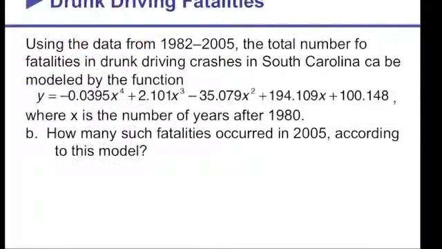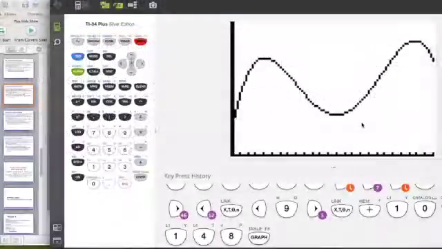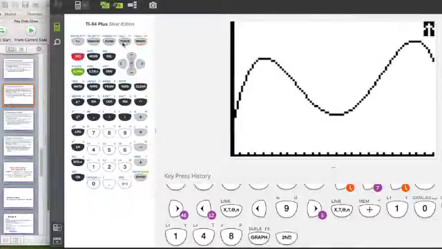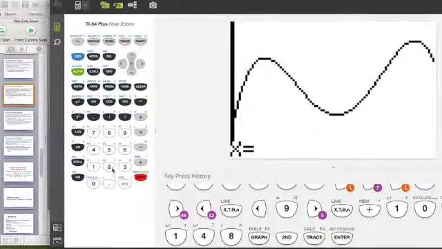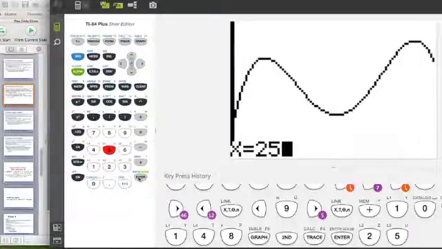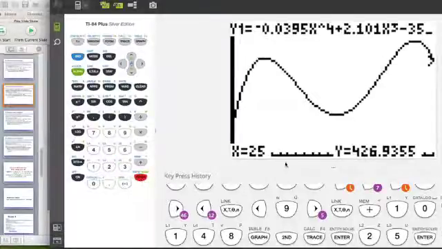Next, they ask us how many fatalities occurred in 2005 according to this model. If we go back to our graph, we want how many fatalities in 2005. That's when x equaled 25. So we can go to second calc. We want the value when x equals 25. And we'll find out that it's 426.9.